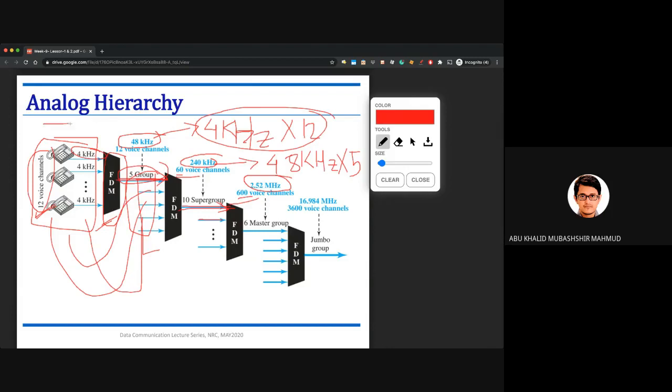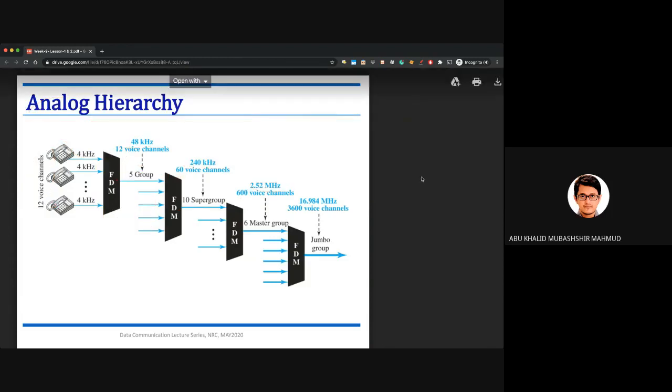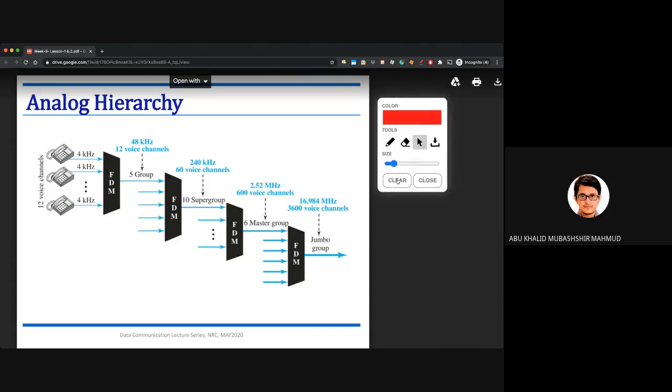So this is the analog hierarchy which can be performed using this frequency division multiplexing structure. So I hope you get that. So let's move on forward.